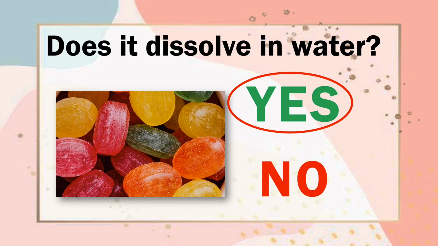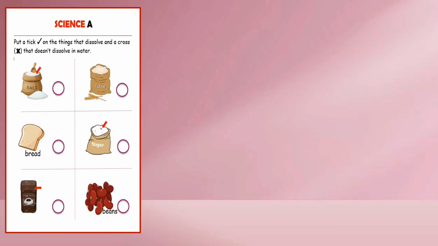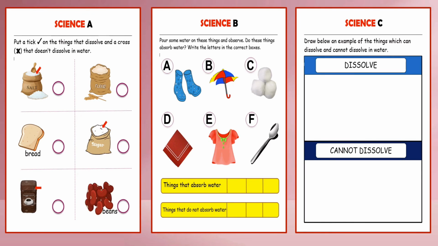Now that you already know our lesson for today, which is water absorption and dissolve or not dissolve, here's what you're going to do at home. You're going to answer the following worksheets. First, put a tick on the things that dissolve and a cross on those that don't dissolve in water. Next, pour some water on these things and observe. Do these things absorb water? Write the letters in the correct boxes. And the last one, draw below an example of things which can dissolve and cannot dissolve in water. Good luck everyone!